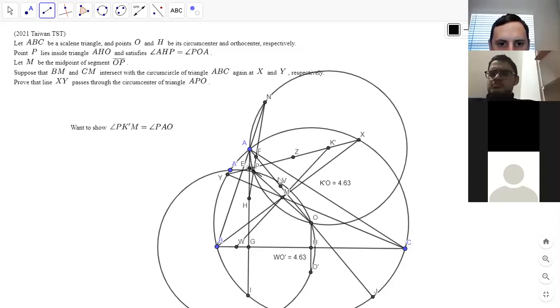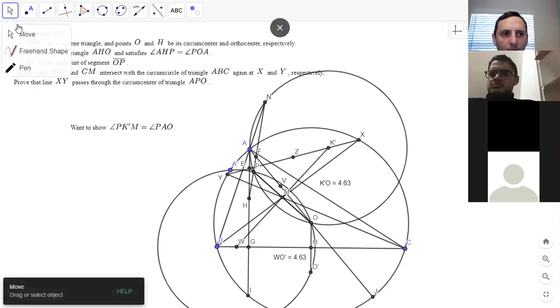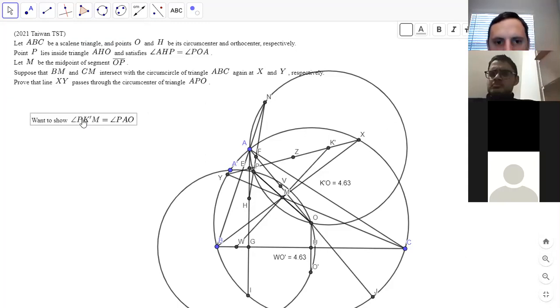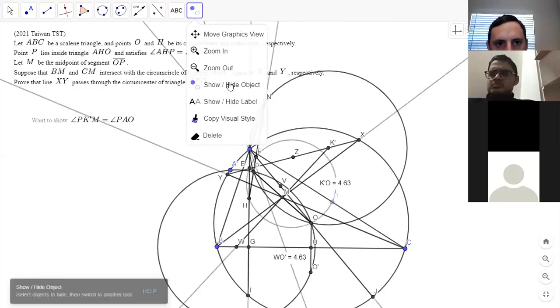GeoGebra won't let me. Hold on. There we go. Okay, so angle MOU is equal to angle AEO, right? Because OU is parallel to AH, and AEO is equal to AFH. Yes. So we need AF over FP is equal to OU over OM.